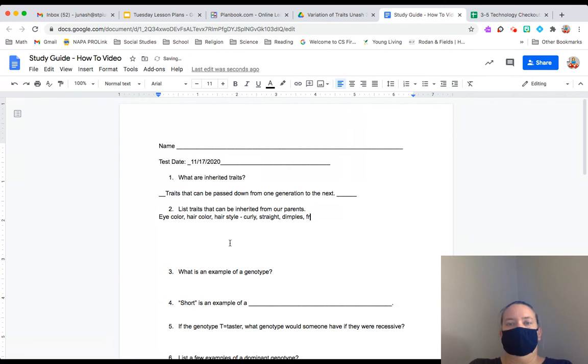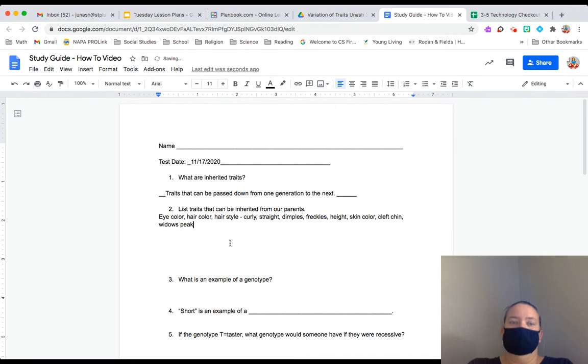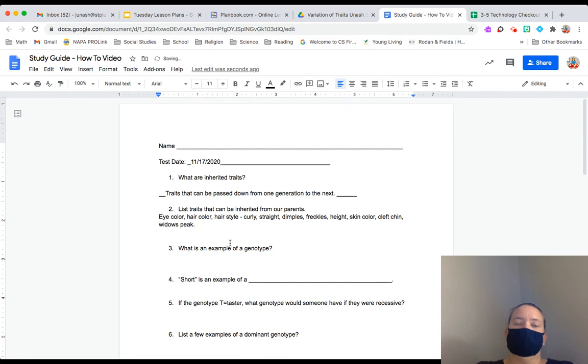Dimples, freckles. You can get your height. You can also get your skin color. You also may inherit traits like a cleft chin, the widow's peak. So kind of thinking of those things that we saw on our traits video or on our survey that we did earlier this year. Those are the things that could be inherited.